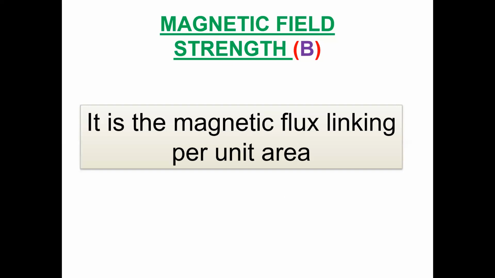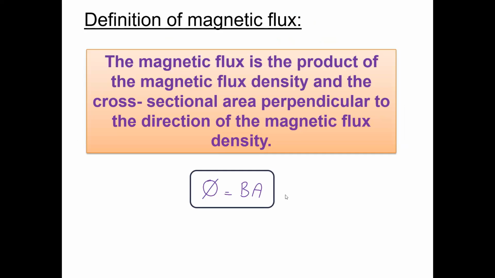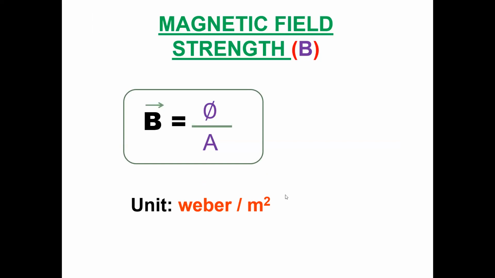Magnetic field strength is the magnetic flux linking per unit area. When you put something in a magnetic field, a certain amount of flux passes through the substance, and that is called the magnetic flux linkage. Now, see this one. Magnetic field strength, the formula is B is equal to phi upon A.